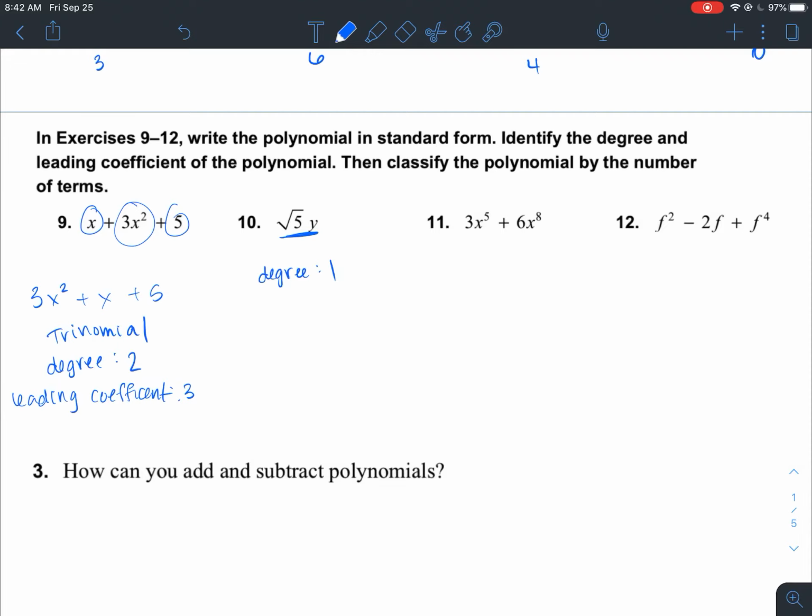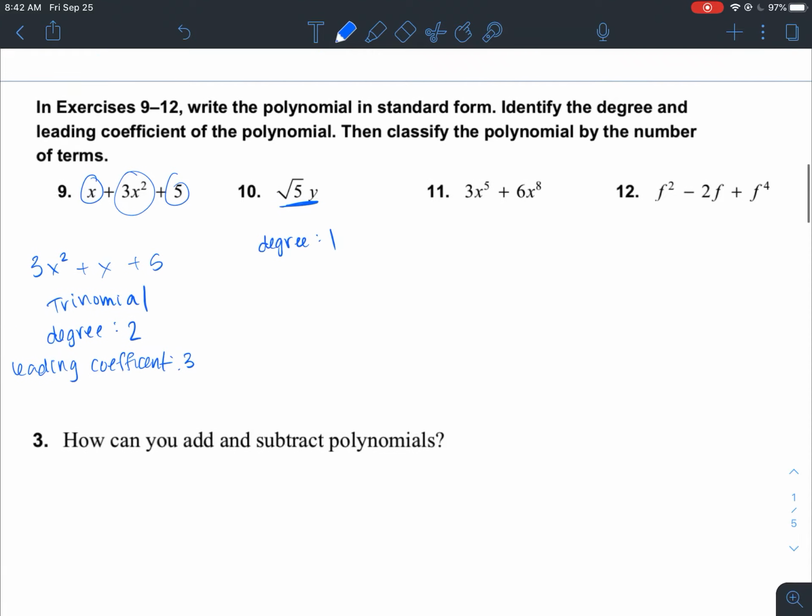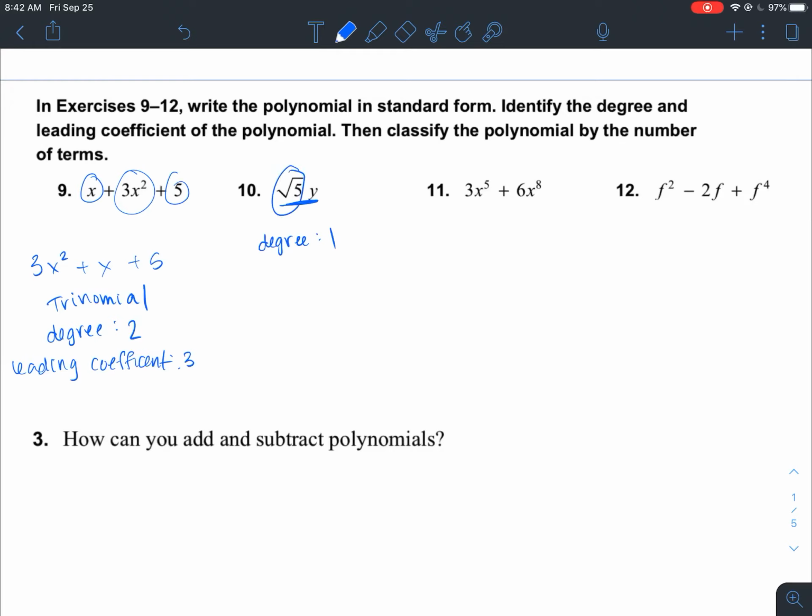Is 1. Alright, the leading coefficient. This is a coefficient right here, so that would be square root of 5, and this is a monomial. For 11, we only have 2 terms right here, right? So this is a binomial, and to write it in standard form, we just have to switch places because this is the degree 8 and this is degree 5. So I'm going to write it 6x to the 8 plus 3x to the 5th.